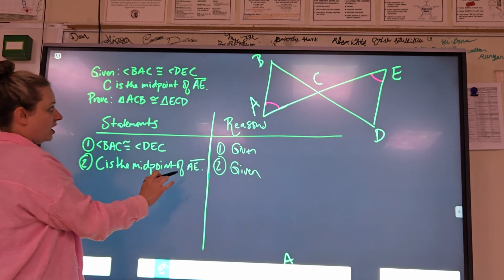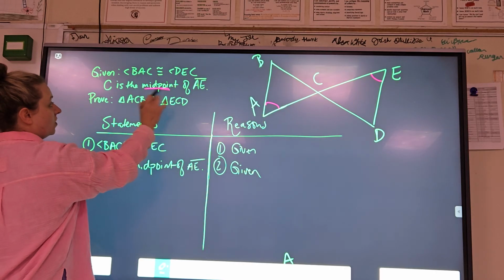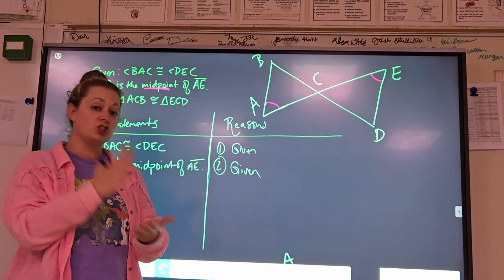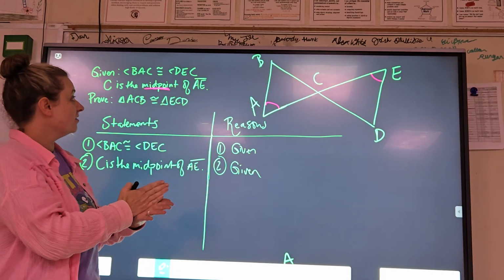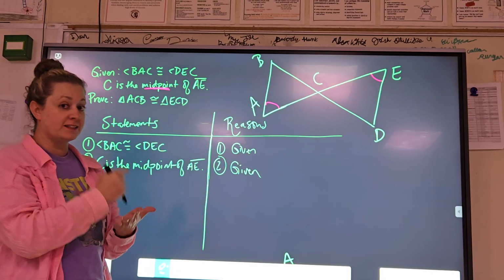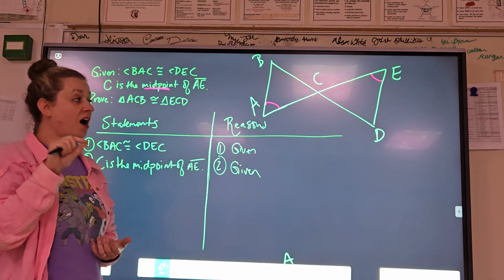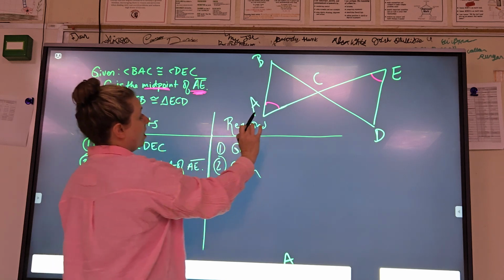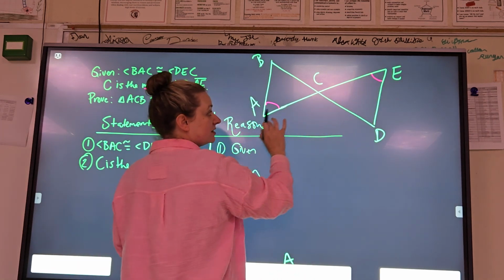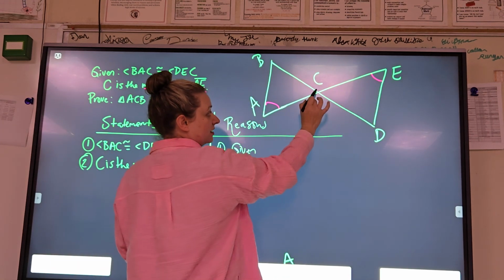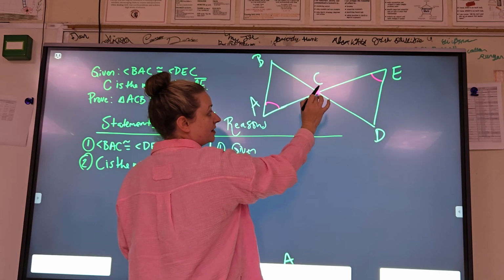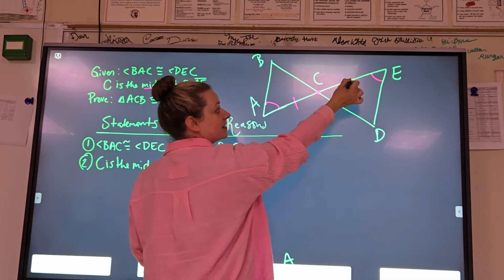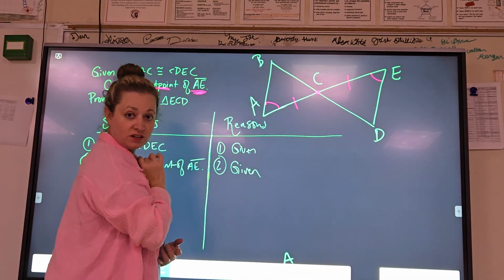C is the midpoint of AE. Vocabulary word. Midpoint means what? That's one of those chop-in-half words. If C is the midpoint, it's the absolute dead center of that segment right there. So AE is this segment, C is the midpoint, that means this segment is chopped in half. So that part has to be equal to that part.